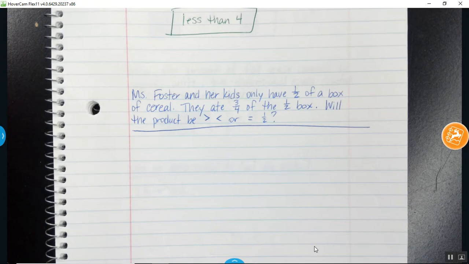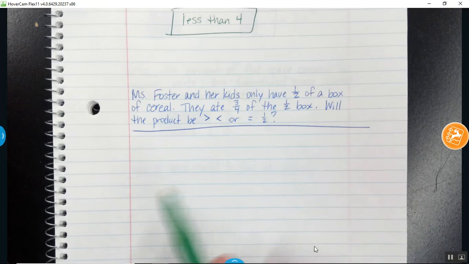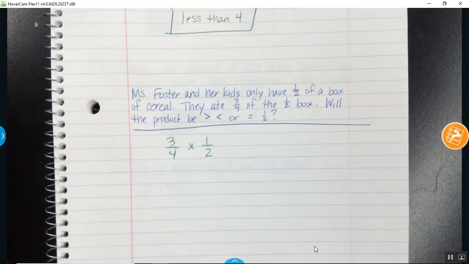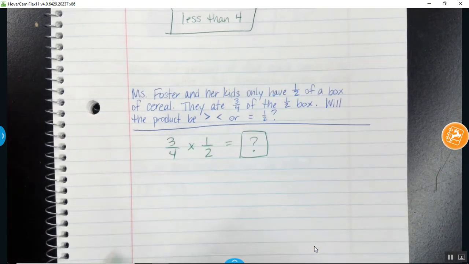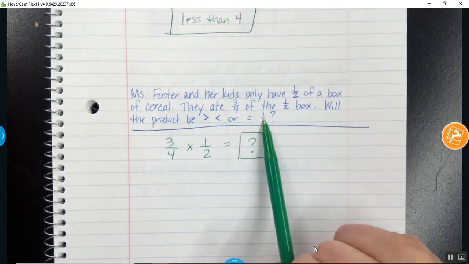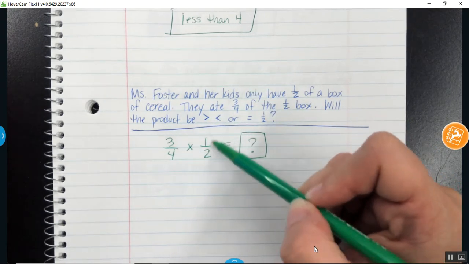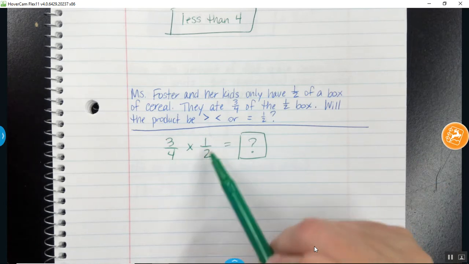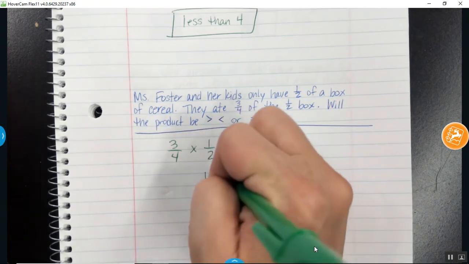Think. What numbers are you multiplying together? They ate 3/4 of half a box. Okay? 3/4 of half a box will equal some amount. I don't know. I don't care. All I care about right now is, will it be greater than, less than, or equal to 1/2? So I'm supposed to compare the product to 1/2. If I'm multiplying 1/2 times 1, I'll get 1/2. If I multiply 1/2 times something less than 1, I'm going to get something less than 1/2. So the answer will be less than 1/2.